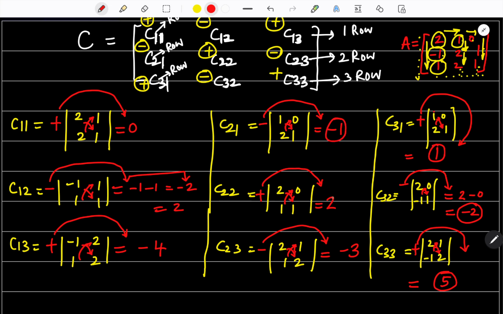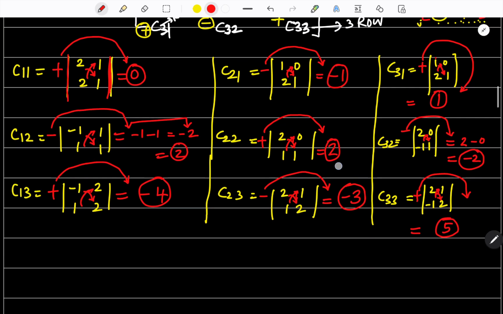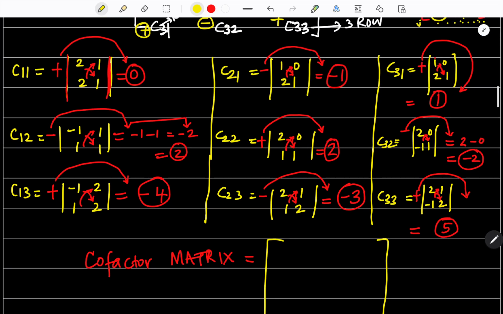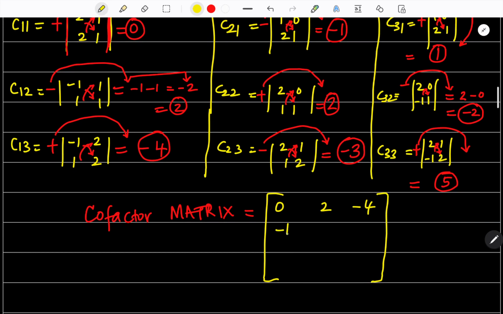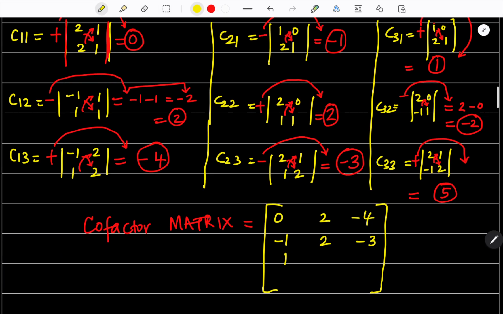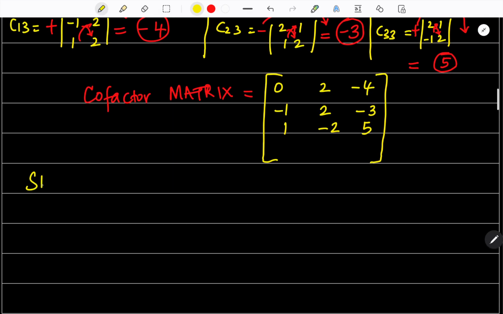So these are the answers you're going to remember for the cofactor matrix, how to find. Doing like this is called minors, keep in your mind. Right. So therefore, your cofactor matrix that we are going to write in step number 2. Open the matrix. You're going to write the elements according to this order: 0, 2, minus 4. Then minus 1, 2, minus 3. Make sure there is no mistake. If there is a mistake, please mention it in the comments also, because in front of me there is no one sitting, so I'm just doing it on my own. Chances are there of making mistakes. Then 1, minus 2, 5.